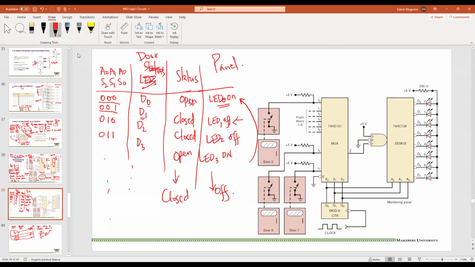If you're concentrating, you go through this, and when the count is this, your LED 3 will also light. So if you're looking at that panel, you will see LED 0, the one for door 0, and LED 3, the one for door 3, blinking one after the other as the counter counts through its range of 000 to 111. Hopefully that is clear to you, Sylvia. Okay.